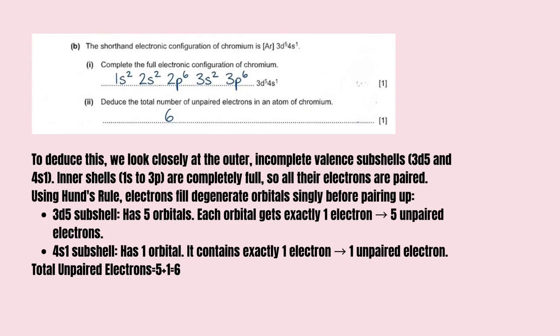For part B2, we need to find the total number of unpaired electrons in a chromium atom. All inner subshells from 1s to 3p are completely filled and paired up. We look only at the outer 3d5 and 4s1 subshells. According to Hund's rule, the electrons occupy empty orbitals singly first. The 3d subshell has 5 orbitals with 5 single electrons, and the 4s subshell has 1 orbital with 1 single electron. Adding them together gives a total of 6 unpaired electrons.